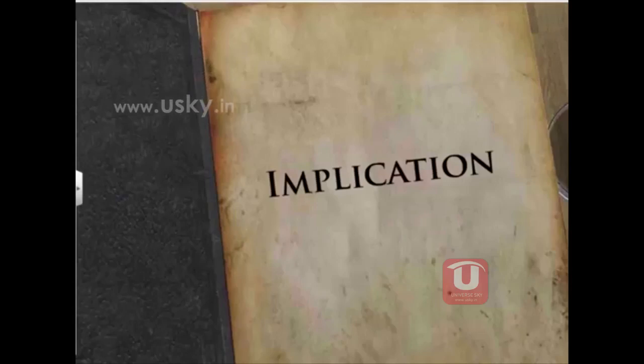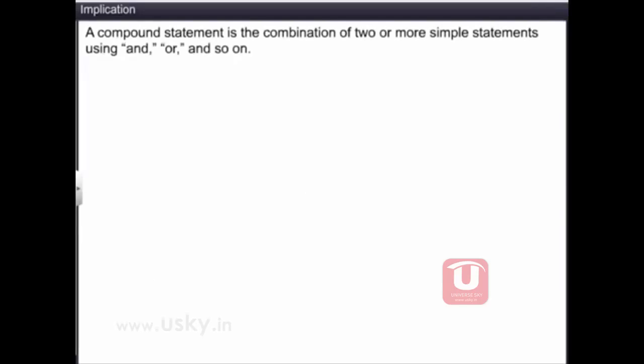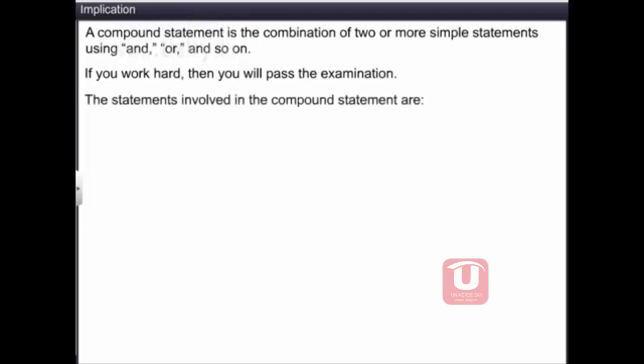In this module, you will learn to determine the truth value of implication or conditional statements. We know that a compound statement is the combination of two or more simple statements using "and", "or", and so on. Let's consider another type of compound statement. If you work hard, then you will pass the examination. This statement involves two statements: you work hard; you will pass the examination. Now, the compound statement can be expressed as if P, then Q.